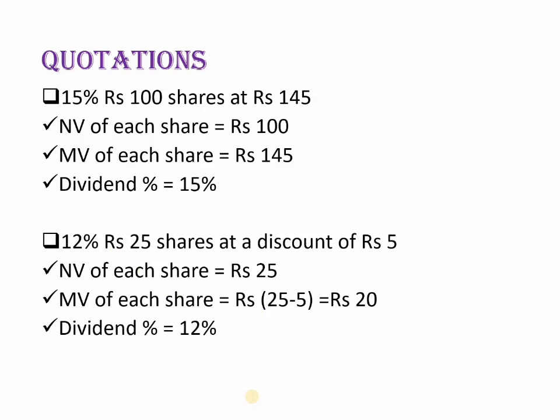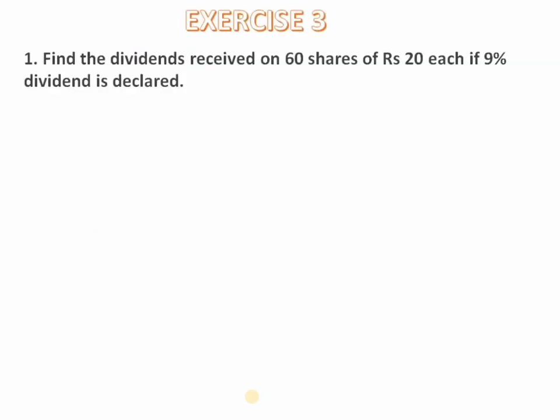See, this is very important while solving the problem. So later on you will realize that yes, we need to understand the meaning of this. Let's see the first question from your exercise number 3. It says, find the dividends received on 60 shares of rupees 20 each if 9% dividend is declared. See, this question is a straightforward question. So number of shares is given to be 60. Shares of rupees 20 each means it is the nominal value, so nominal value of each share is given to be rupees 20. Yes, and 9% dividend.